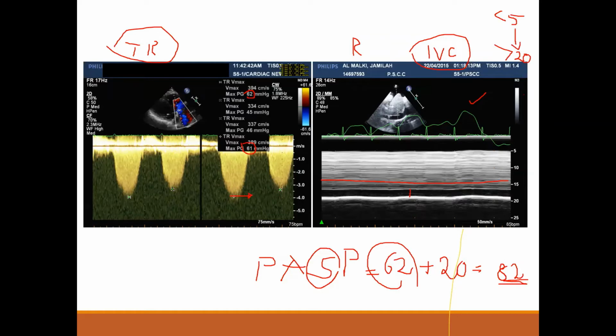For example, the doctor has chosen 20 because the IVC is dilated and non-collapsible. If it was not dilated and collapsible, I might choose 5. If it's dilated and collapsible, I might choose 10 or 15. If it's not dilated but non-collapsible, I might choose 15. It's stuff like that. It's a rough estimation. Good.